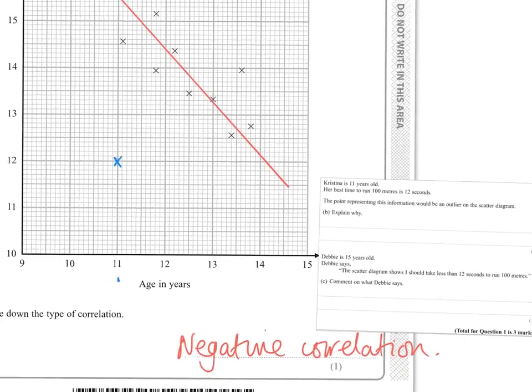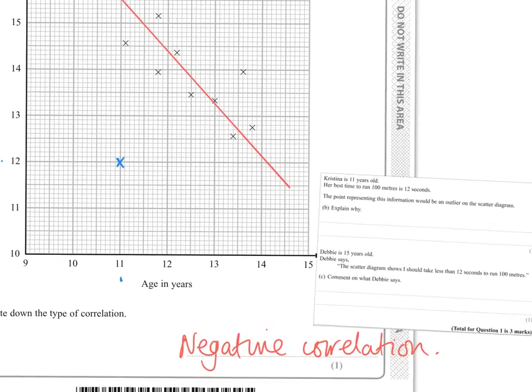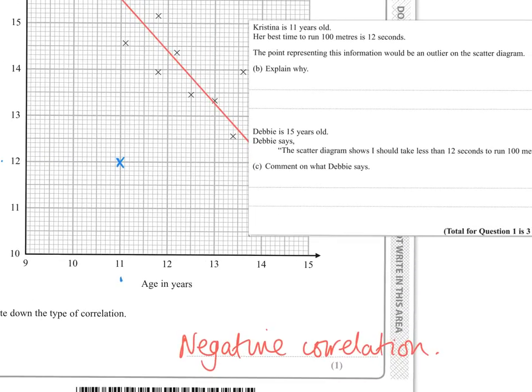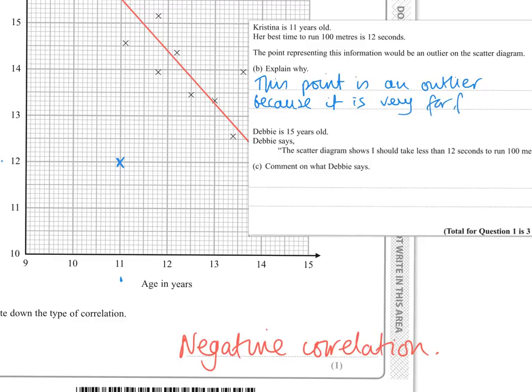And the explanation is that this point is far away from our line of best fit. So that'll be my explanation. This point is an outlier because it is very far from the line of best fit.